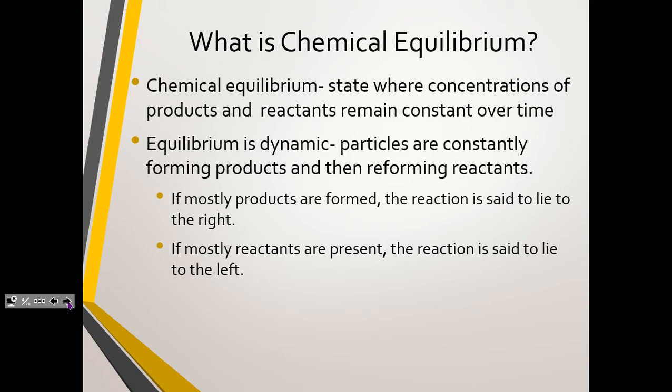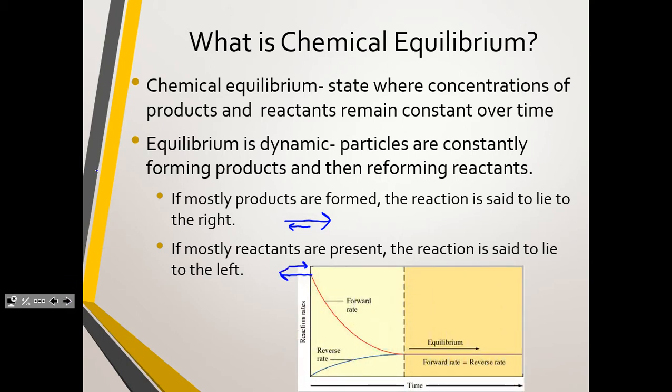If mostly products are formed, we say that the reaction lies to the right. So we might have a larger arrow. If mostly reactants are present, said to lie to the left, which means we might have a small forward arrow but a larger backwards arrow.